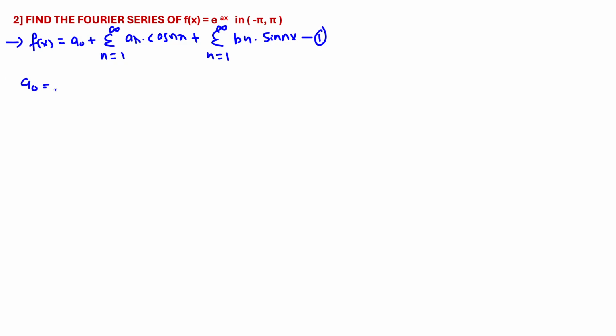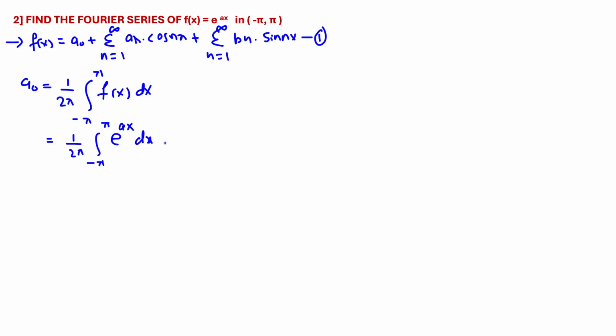Initially solve a0, so the formula of a0 is 1 over 2 pi. Now you can see here they have given limits minus pi to pi, so you have to put minus pi to pi here. f of x dx, so 1 over 2 pi, minus pi to pi, f of x here is e raised to ax dx. So we know the formula of integration of e raised to ax dx. That is e raised to ax over a.